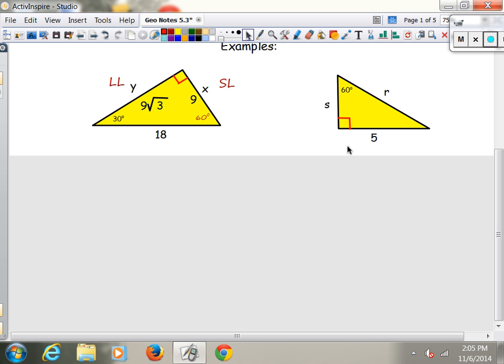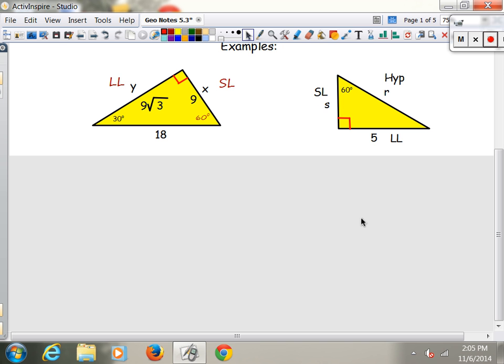They'll be back. All right, let's look at S and R and 5. What is each side? 5 is what? Longer leg, yes. And the R is the hypotenuse. The S is the short leg.